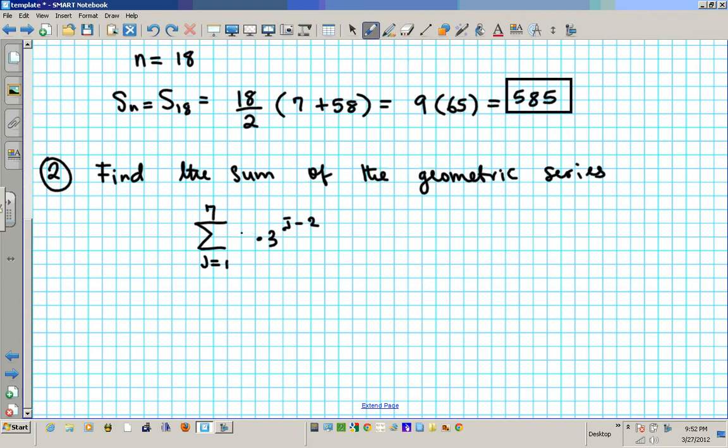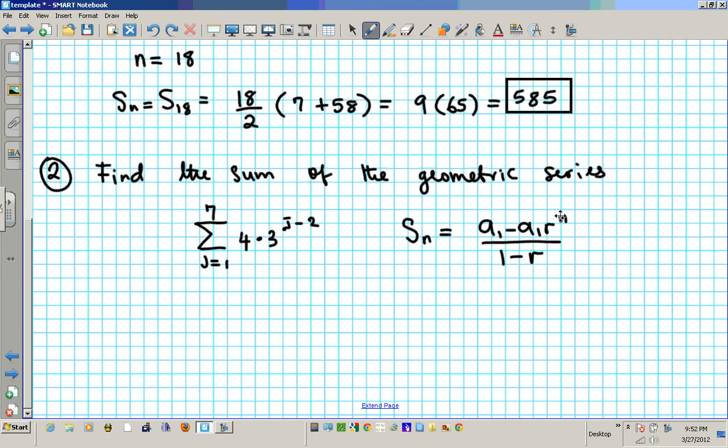So let's find this. In order for us to compute the sum, let's first of all write down the formula and make sure that we have all the components that we need. S sub n for a geometric series is a1 minus a1 times r to the n, divided by 1 minus r.